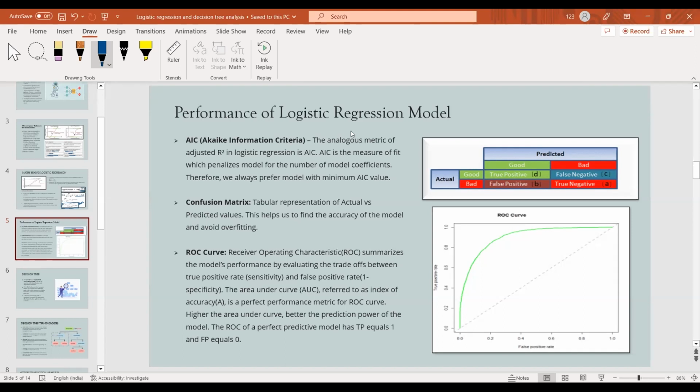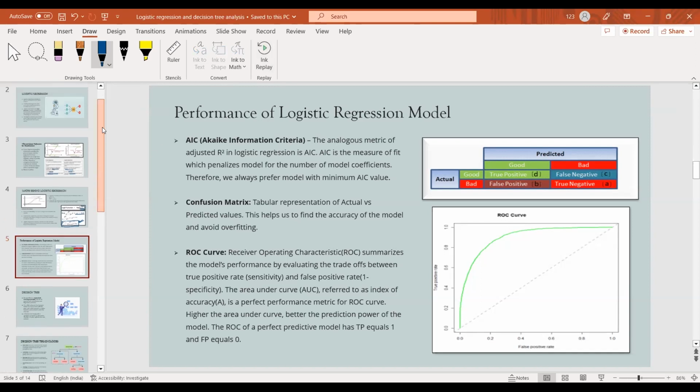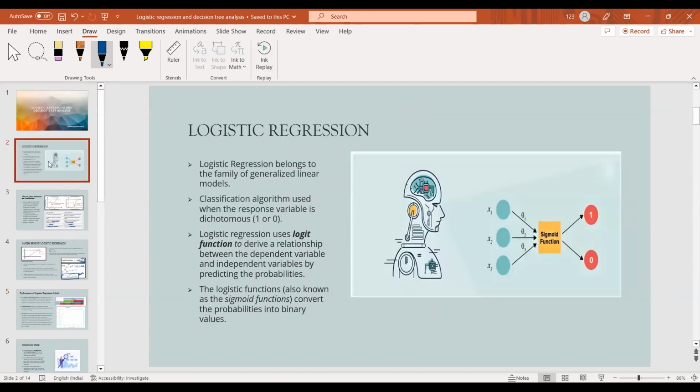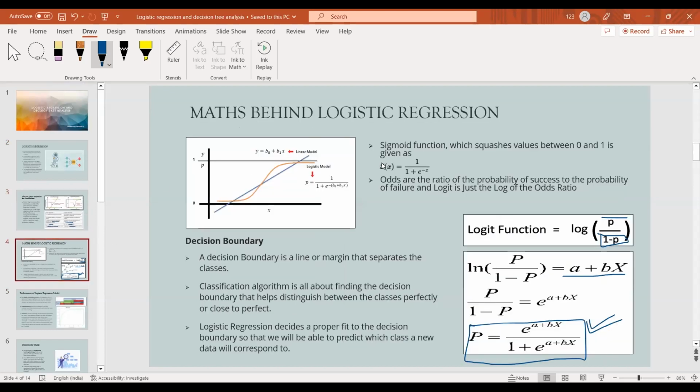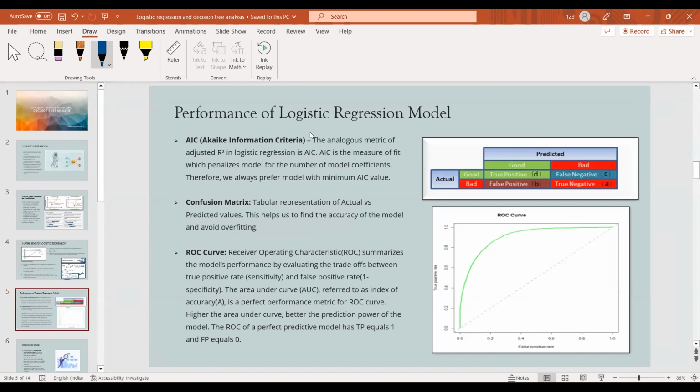So here we are focusing on the performance of the logistic regression model. Now we know how the logistic regression is derived, what the logit function is, what the use case is over here, why we are not using linear regression, what the maths behind the logistic regression is, and the interpretation of this graph. Now coming on to the performance of the logistic regression.